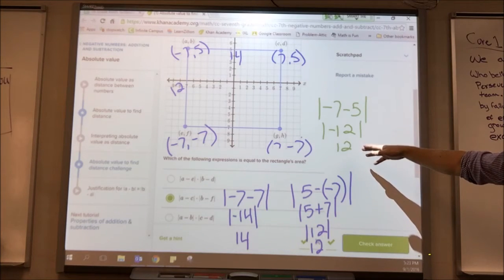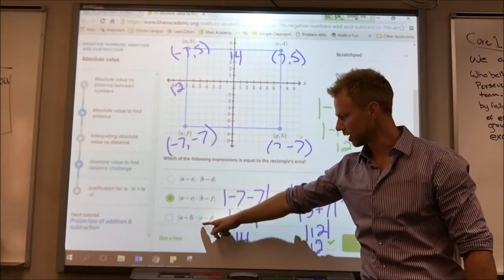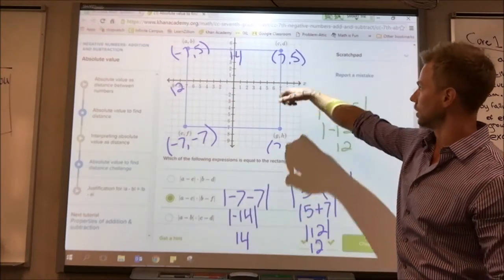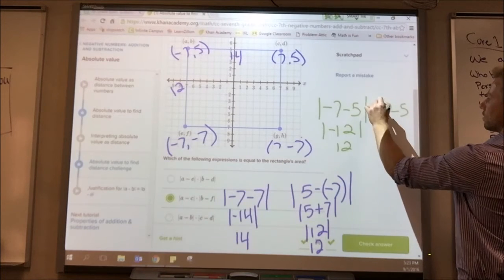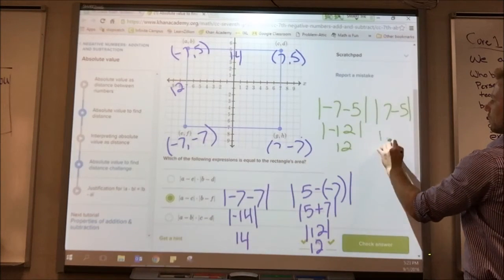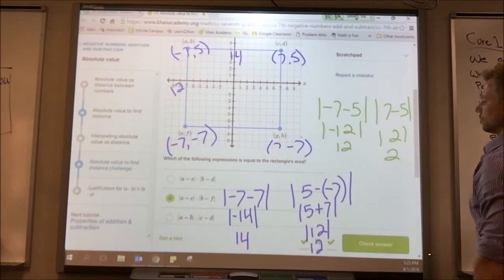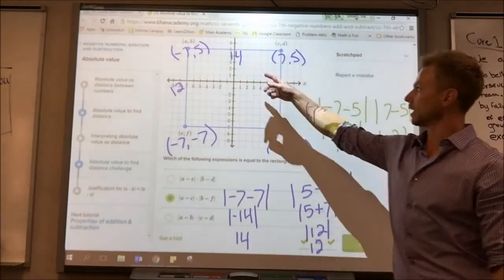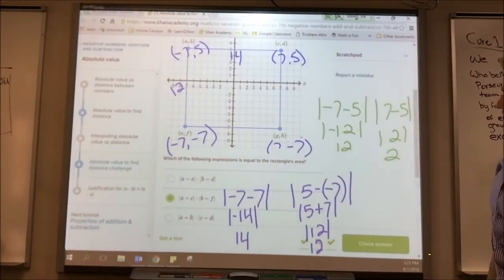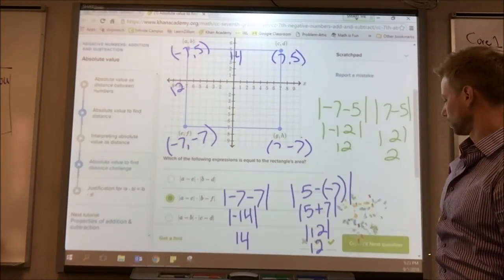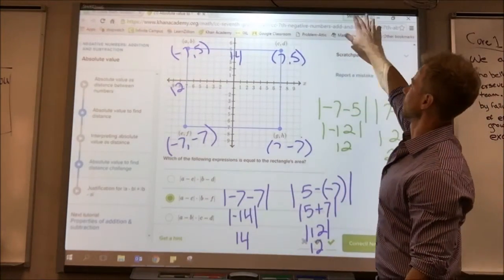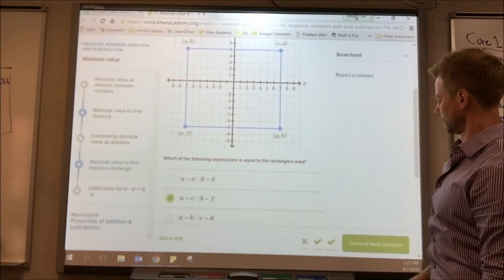C minus D, let's try that next. See if the second half of it will give us 14. C minus D, we're going to have 7 minus 5. 7 minus 5 is 2. Absolute value of 2 is 2. That did not give us the 14 that we need, so it's not the last one. It must be the second one. Check it, and it is the second one. That's correct. Okay.